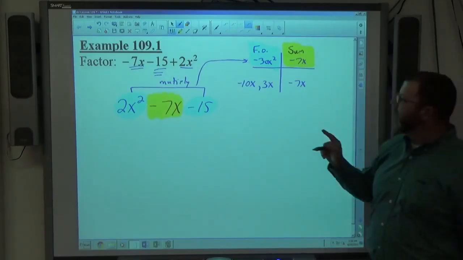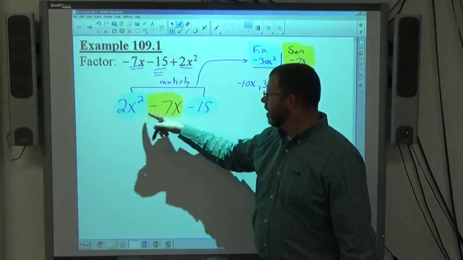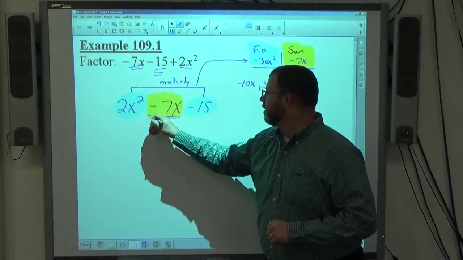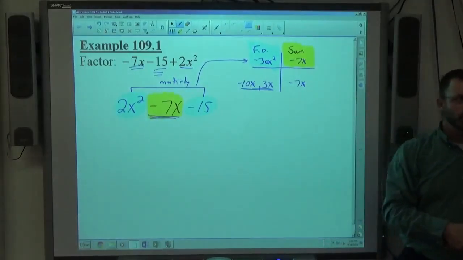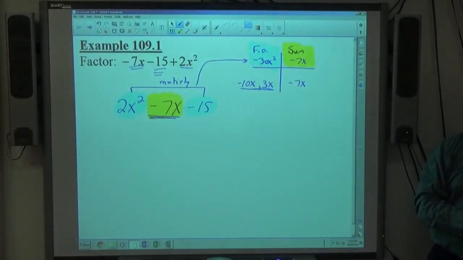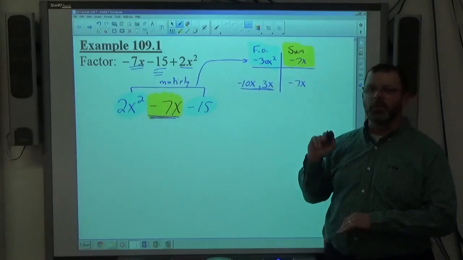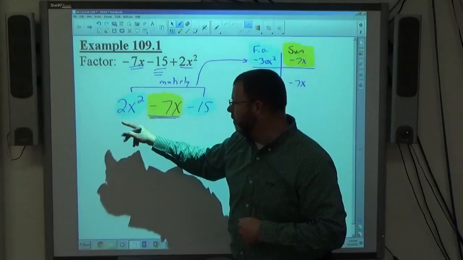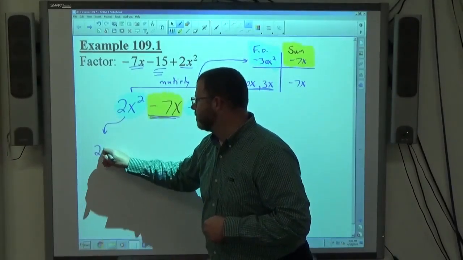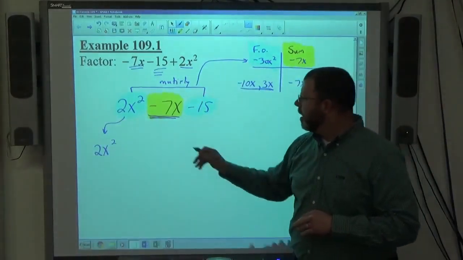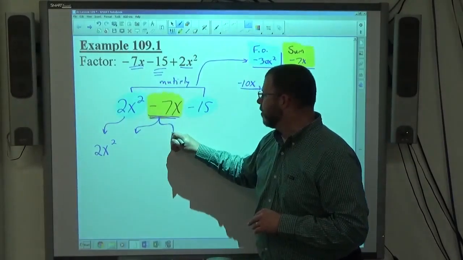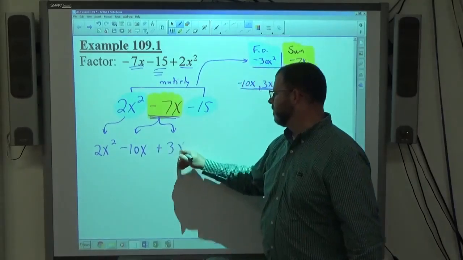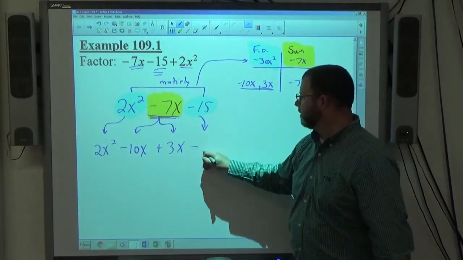And what we're going to do is change this problem into a 4-term polynomial by changing this object here into these two objects here. And if you have a choice, in other words, if there's a positive number listed here, put the positive number in the third position of all the terms. So watch out what I mean here. 2x squared stays the same. Negative 7x gets broken down into two objects, specifically negative 10x plus 3x. And then minus 15 stays the same.